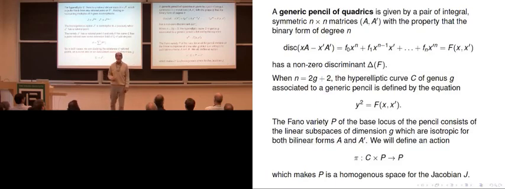That's the theory of quadrics. And that turns P into a homogeneous space for the Jacobian of the curve. So from a pencil of quadrics, you not only get a hyperelliptic curve, but you get a homogeneous space for its Jacobian.